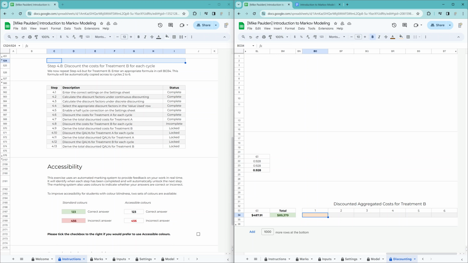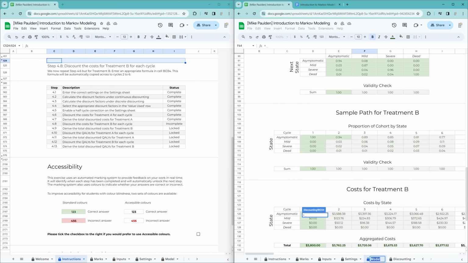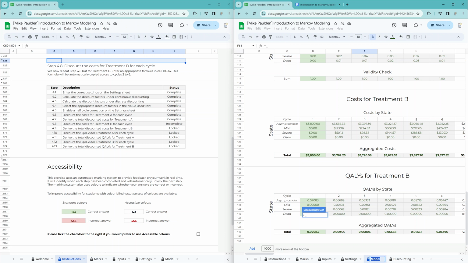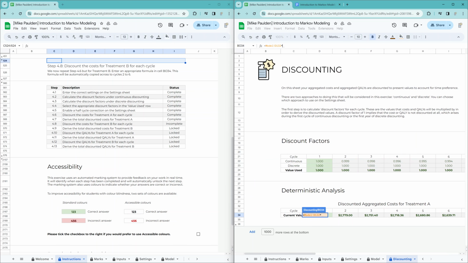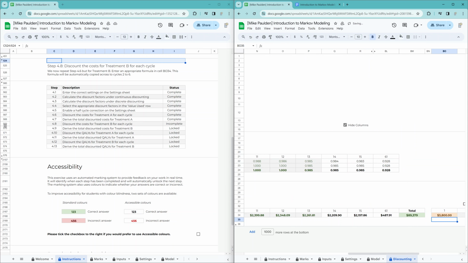The next thing we need to move on to is the discounted aggregated costs for treatment B. So very, very similar to the step we did 2 steps ago. So we need to pull in from the model sheet the aggregated discounted costs for treatment B in cycle 1, which is this one here. And again, it's done a funny thing here. I'm just going to change that to say equals this, and then multiplied by, I'm going to go back to the discounting sheet. I want to multiply it by the discount factor for cycle 1. Okay, let's try that.